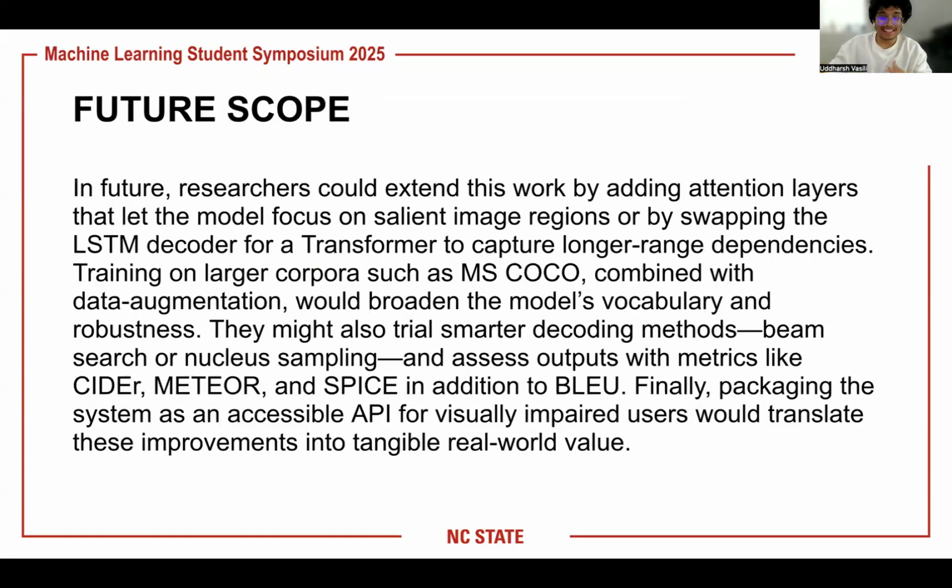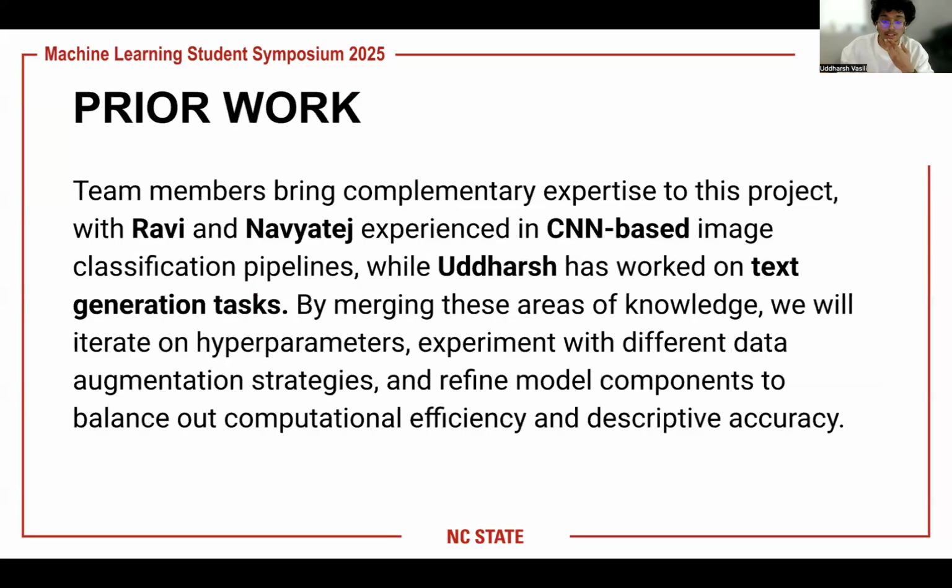Looking ahead, there are many directions for this project. We can add an attention layer to focus on specific regions of the image, swap LSTM with transformers for better sequence modeling, use a bigger data set such as COCO, and try better decoding methods like beam search. We can also package this as an API for accessibility tools, making it usable in the real world.